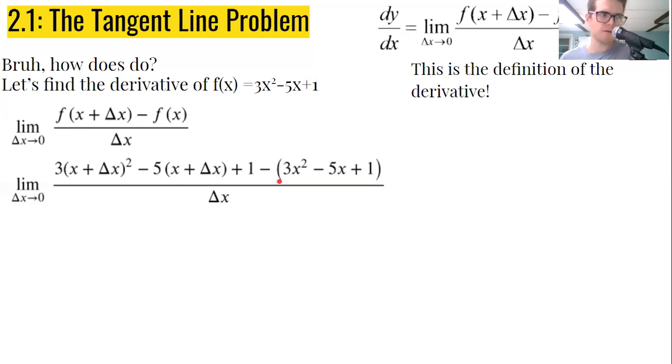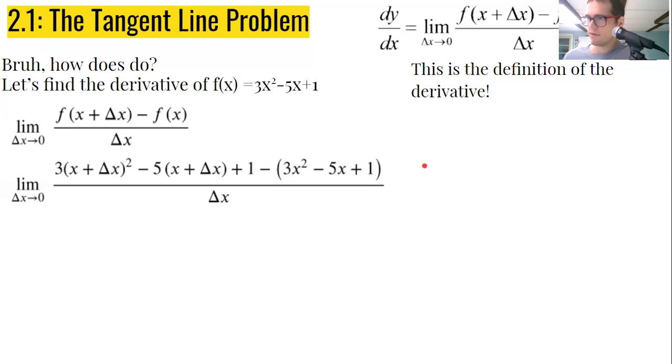Before I go any further, the goal of this is basically to get rid of the delta x in the denominator. By algebraically getting rid of delta x in the denominator, I won't be dividing by 0 anymore, which means this is actually something that's doable and we can work with. I want to point that out so that we're all aware of it. That's our end goal: to get rid of the delta x in the denominator.